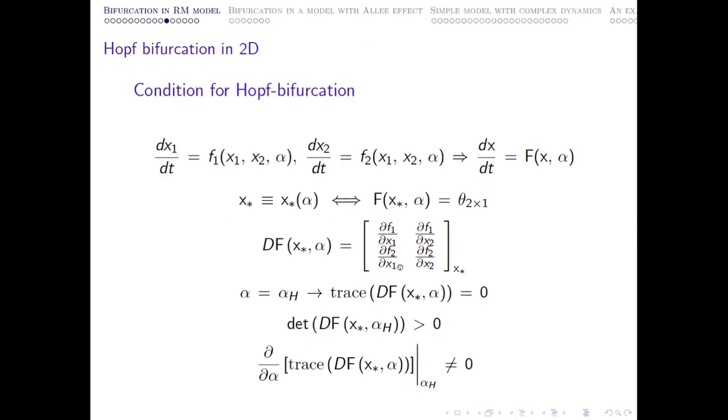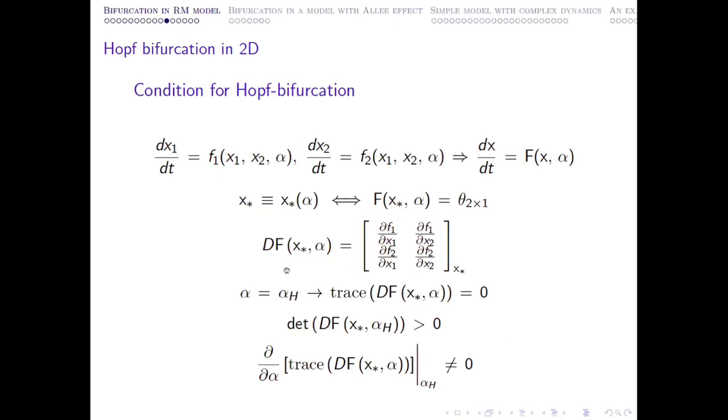And it will give you the appearance of this kind of equilibrium point. For Hopf bifurcation, we need to find the parametric threshold at which the trace is 0 but the determinant is not equal to 0. We also need to verify whether the partial derivative of the trace of this Jacobian matrix with respect to the bifurcation parameter is equal to 0 or not. If this is not equal to 0, then we can say this is a non-degenerate Hopf bifurcation.